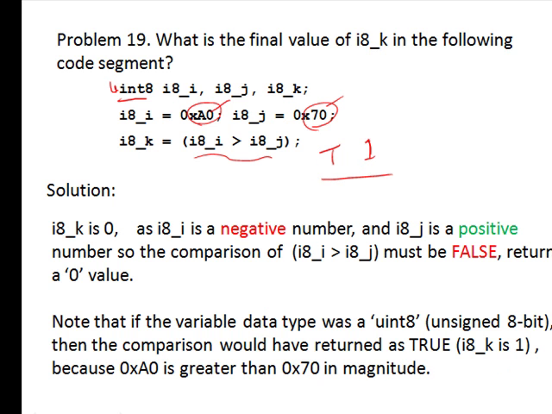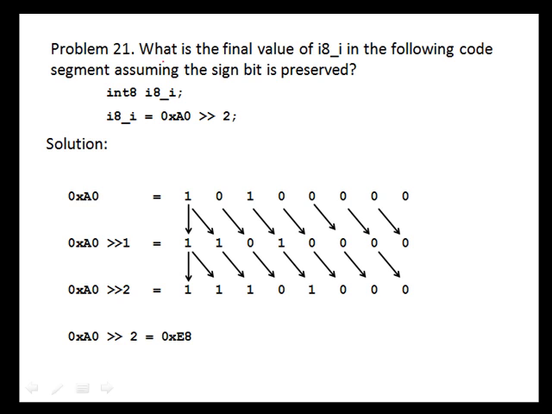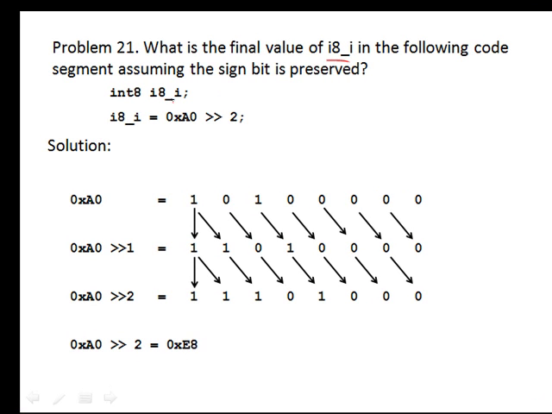Problem 21 asks us to take this signed variable i and assign it the value of A0 shifted to the right by 2, where we're assuming that the sign bit of the shift is preserved. So let's go ahead and do that. So we're going to write A0 out in binary as this value right here. I'm going to start shifting it.